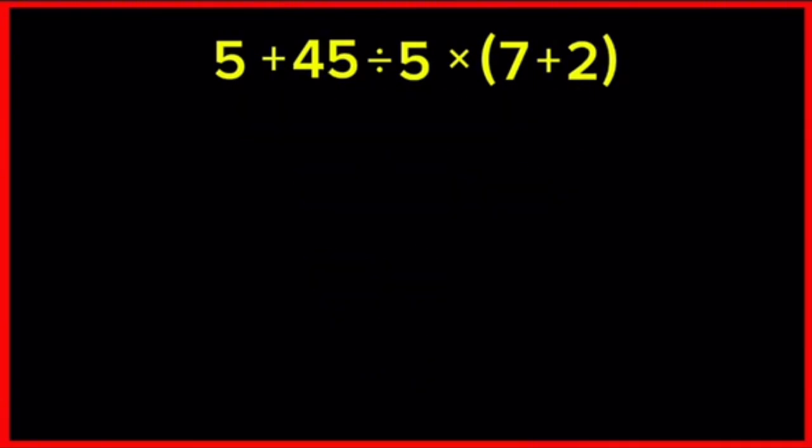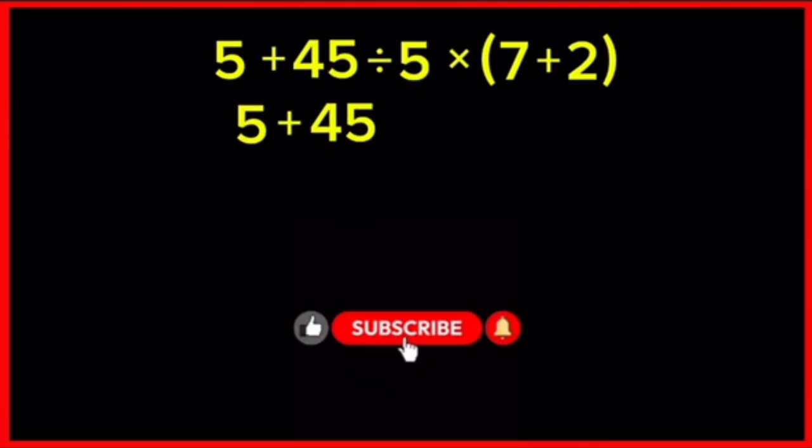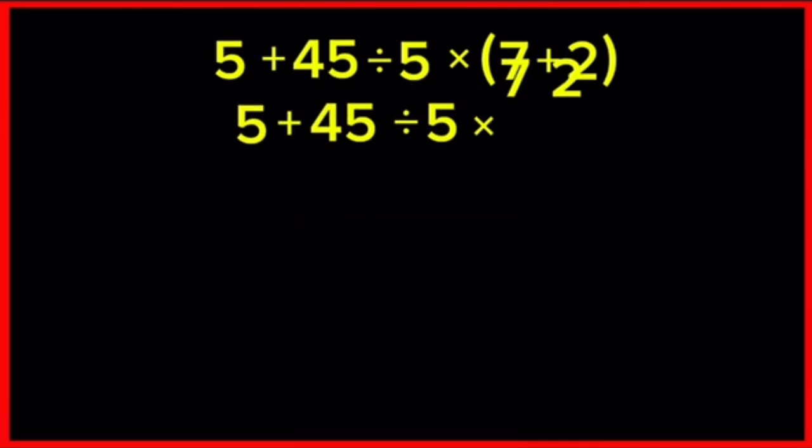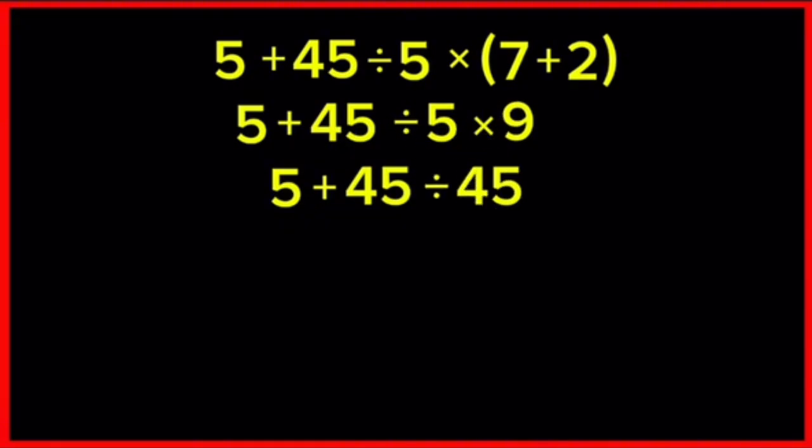They correctly notice that parentheses should be solved first, so they rewrite the equation as 5 plus 45 divided by 5 multiplied by 9. But then they incorrectly think multiplication must be performed before division. Because of that misunderstanding, they multiply 5 by 9 first and rewrite the equation as 5 plus 45 divided by 45. In the final step, they divide 45 by 45 and obtain 1, giving them 5 plus 1, which results in 6. Unfortunately, this answer is also wrong.